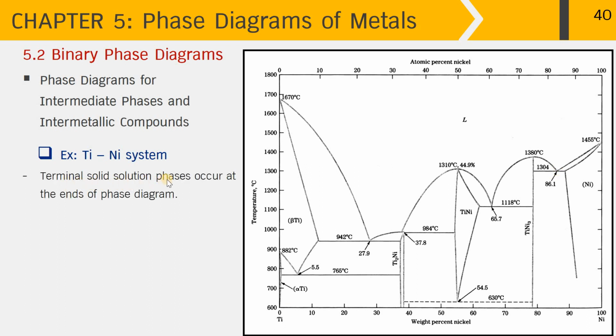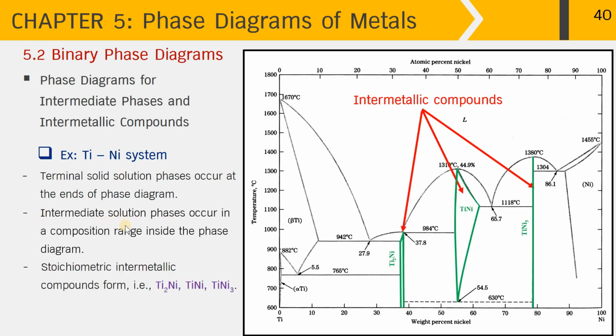The terminal solid solution phases occur at the ends of the phase diagram. You can find, from the left end over here, the alpha titanium solid solution. And towards the right end, we also have the solid solution phase that is rich in nickel. Now let's find out about the intermediate phases and intermetallic compounds. The intermediate solution phases occur in a composition range inside the phase diagram. That is, throughout the composition range, we have the intermediate solution phases.